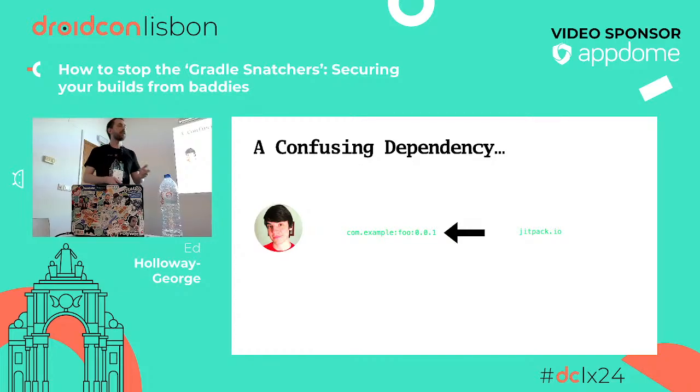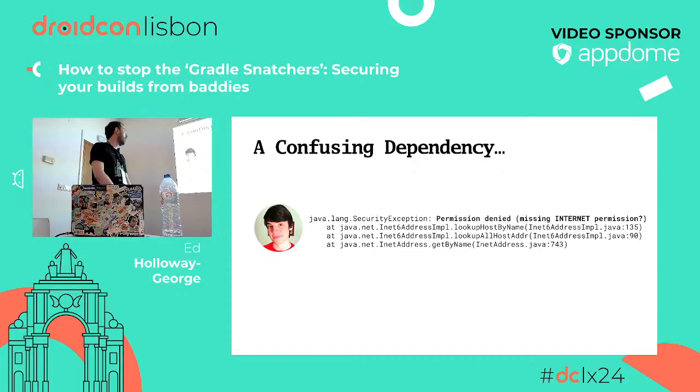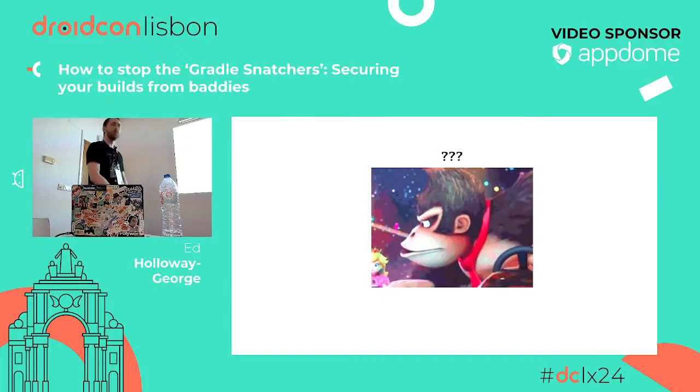However, when he ran his code after this dependency, something strange happened. Now, normally, I get this when I've forgotten to do something at the start of the app, but Martin was quite surprised. This dependency should have been an offline dependency. There should be no need for an internet permission. So what was going on?